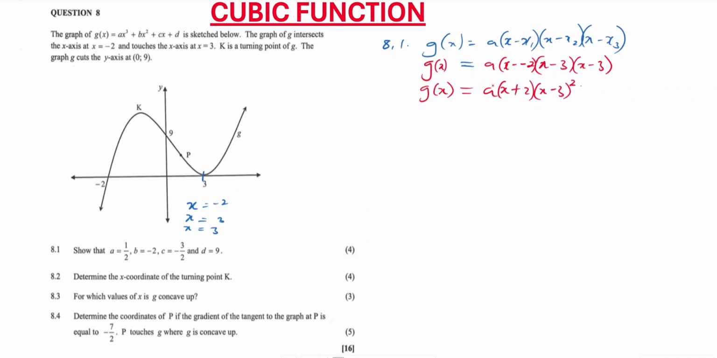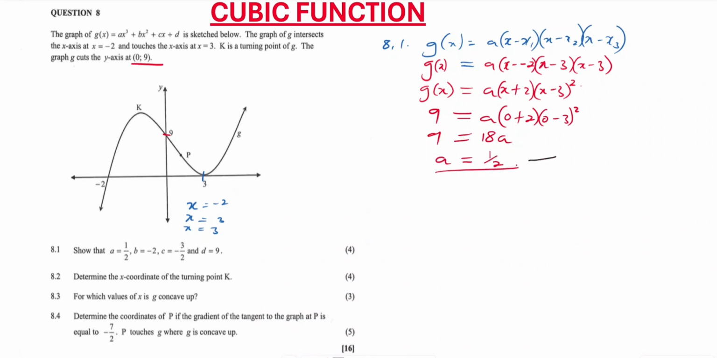Now we want to find the value of a. To determine the value of a, we find any point lying on the graph which is not the x-intercept. So we're going to use our y-intercept, (0, 9). We substitute 0 and 9 to find the value of a. So 9 = a(0 + 2)(0 - 3) squared. 0 plus 2 is 2, and 0 minus 3 squared is 9. 9 times 2 is 18a, which is equal to 9. By dividing by 18 on both sides, we get a = 1/2.